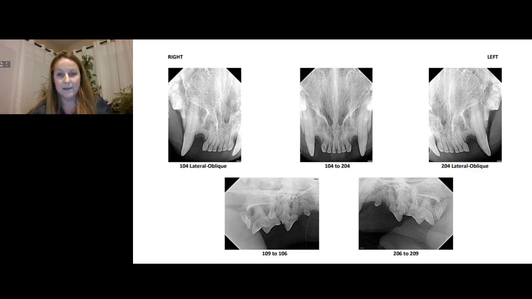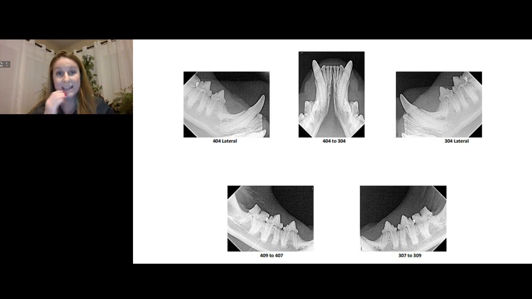And then you can see our full mouth rads on cats, of course, are going to need fewer shots to take. And then also we're going to have more teeth on these images because cat mouths are tiny, right? But it can be a little bit tricky sometimes to get in there.